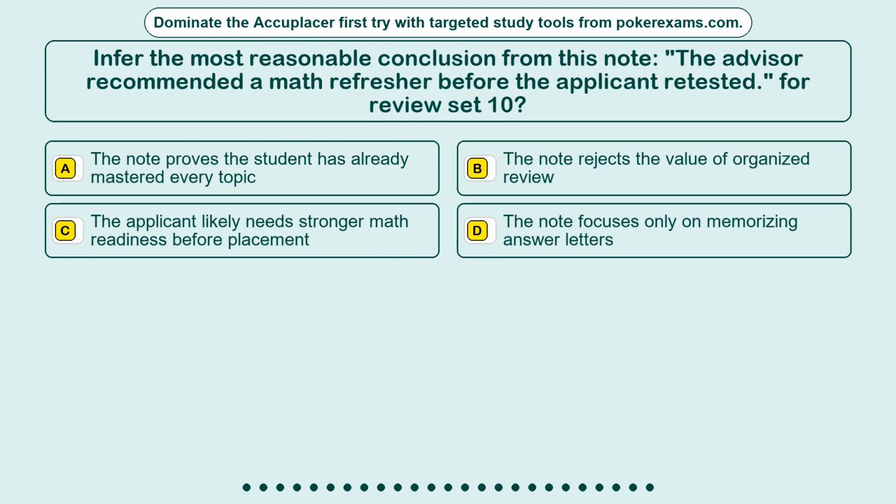Question 14. Infer the most reasonable conclusion from this note. The advisor recommended a math refresher before the applicant retested. For review set 10. Option A. The note proves the student has already mastered every topic. Option B. The note rejects the value of organized review. Option C. The applicant likely needs stronger math readiness before placement. Option D. The note focuses only on memorizing answer letters.